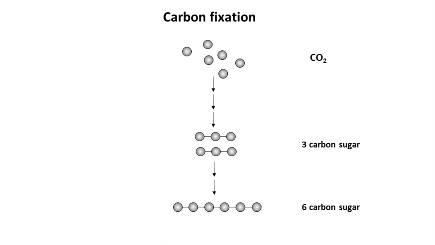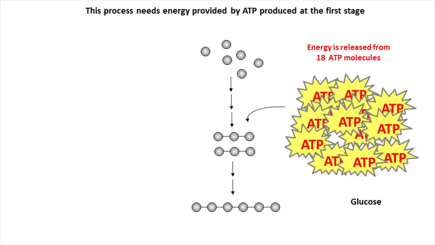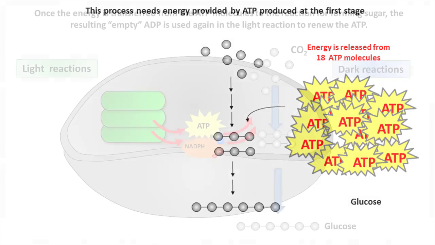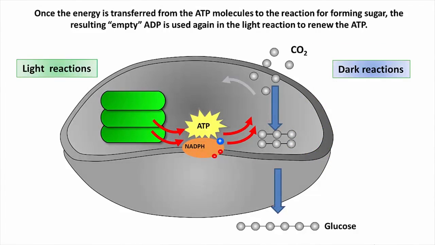The combining of carbon dioxide into long carbon chains, though, is not a spontaneous process. It needs a lot of energy. This energy comes from the ATP. During the dark reactions, 18 molecules of ATP transfer their energy and are converted back to ADP to make 1 molecule of glucose. The ADP is then used again in the light reactions to renew the ATP.